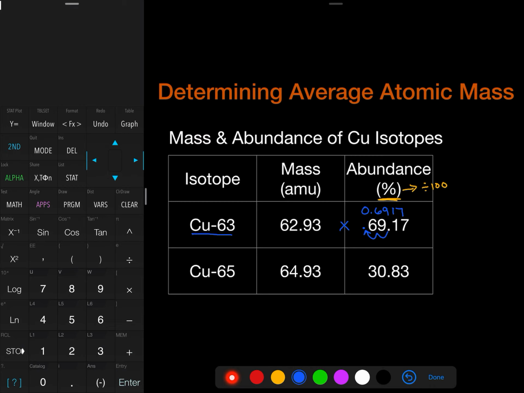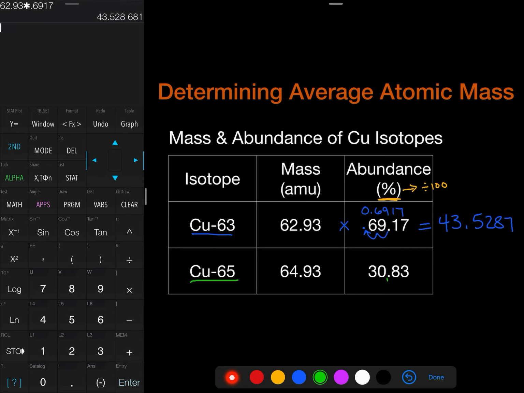There we go. And so I'm going to do 62.93 times our 0.6917, and I get 43.5287. I'm going to go ahead and write down some extra numbers, but it's nice when I just have these numbers in my calculator. We don't want to have rounding errors. So always maintain some extra values.